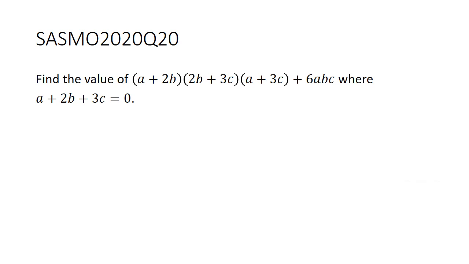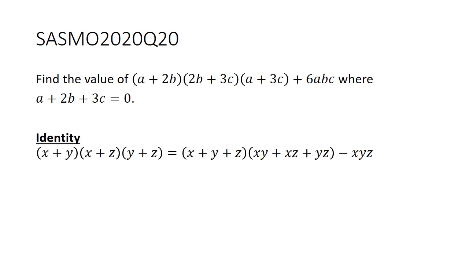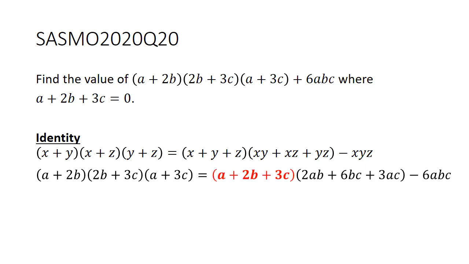Now I'm going to show you 2 ways to solve this problem. The first way, you need to know a very special algebraic identity, which goes like this. (x + y)(x + z)(y + z) equals (x + y + z)(xy + xz + yz) minus xyz. In this particular question, x is equal to a, y is 2b, and z is 3c. So if we sub those values in, we get as follows.